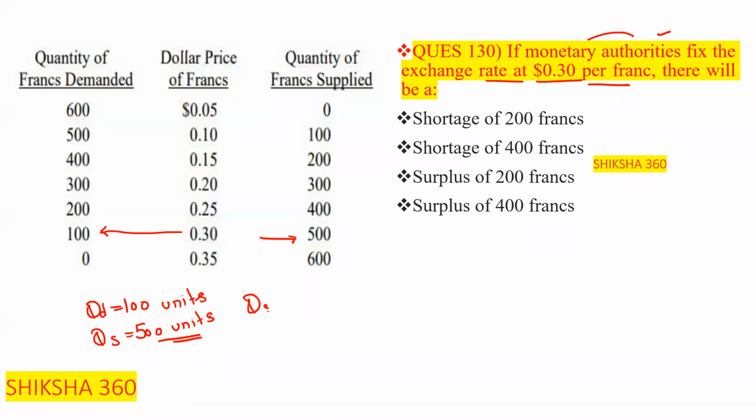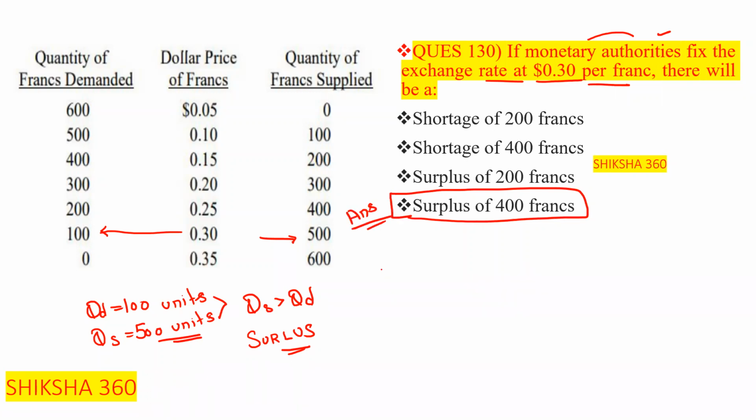So quantity supplied is more than the quantity demanded. That means there is a surplus. How much surplus here? That is 400 units. So there is a surplus of 400 units, and this one is our answer.